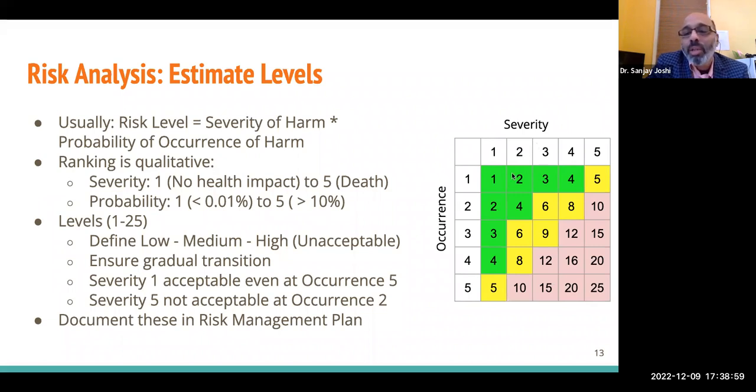And same thing about the occurrence. It's up to you. For example, here I was thinking 5 is more than 10%, 4 could be 1%, 3 could be 0.1%, 2 could be 0.05%, and 1 is less than 0.01%. But again, it depends on the kind of product you are making. This might work for you, this may not work for you. It's completely up to you how to create this. And this is where experience in risk analysis absolutely becomes helpful.